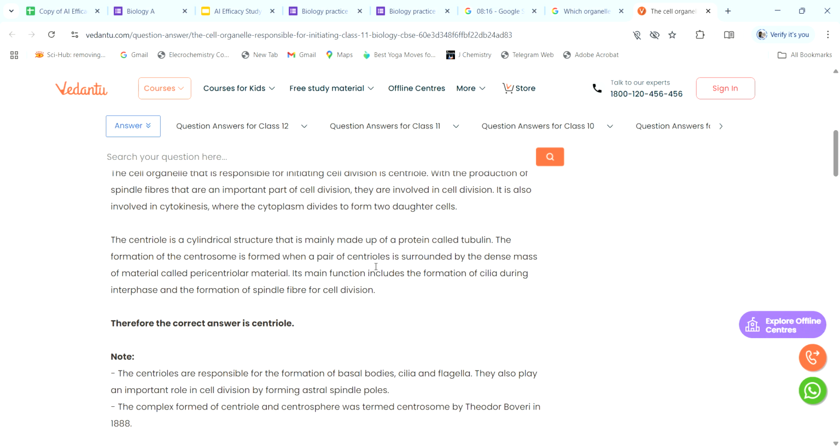The centrosome is formed when a pair of centrioles is surrounded by a dense mass of material called pericentriolar material. Its main functions include the formation of cilia during interphase and the formation of spindle fiber for cell division. The correct answer is centriole.